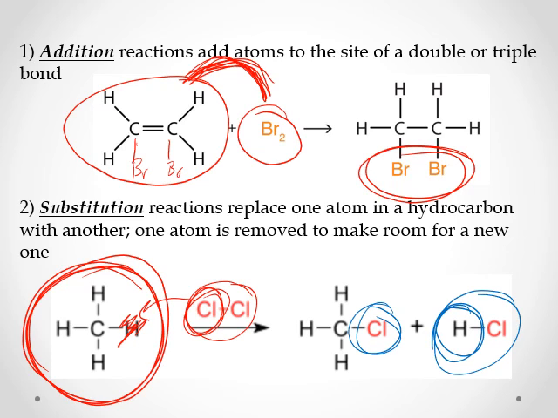So two very similar reactions, just in one you're adding a piece because you still have some room to spare because of this original double bond molecule, and in the substitution, you don't have any room to spare, so you have to remove something first in order to plug something else in.